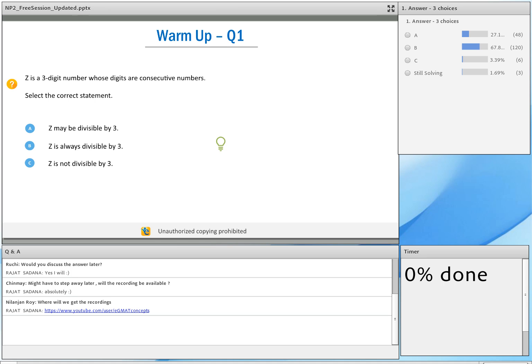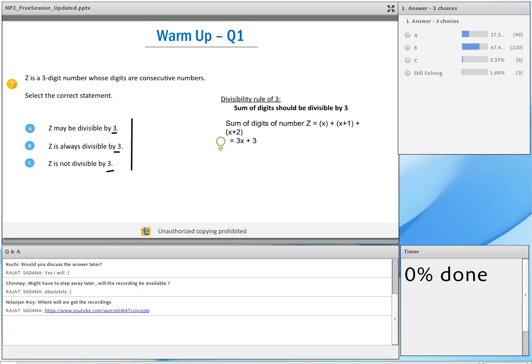The question says Z is a 3-digit number whose digits are consecutive numbers, and then it gives you 3 statements, asking which one of these is the correct statement. Essentially, you've got to read the statements first before you approach the question. When you read the statements, you see that it's about divisibility by 3, and the rule for divisibility by 3 is that the sum of digits should be divisible by 3. Hence, you say, okay, let me represent Z as x, x plus 1, and x plus 2, and then let's represent this over here.